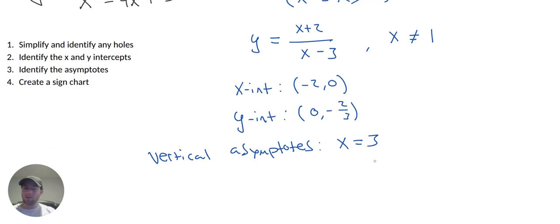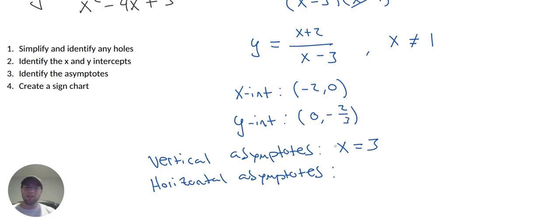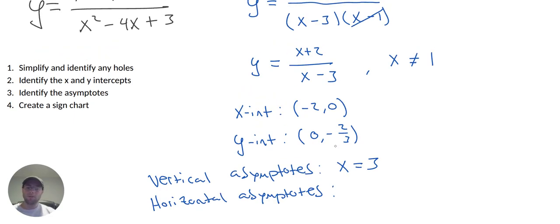Let's do horizontal asymptotes. We have 3 cases here for horizontal asymptotes. The first case is that if the degree of the numerator is larger than the degree of the denominator, then we're not going to have any horizontal asymptotes.